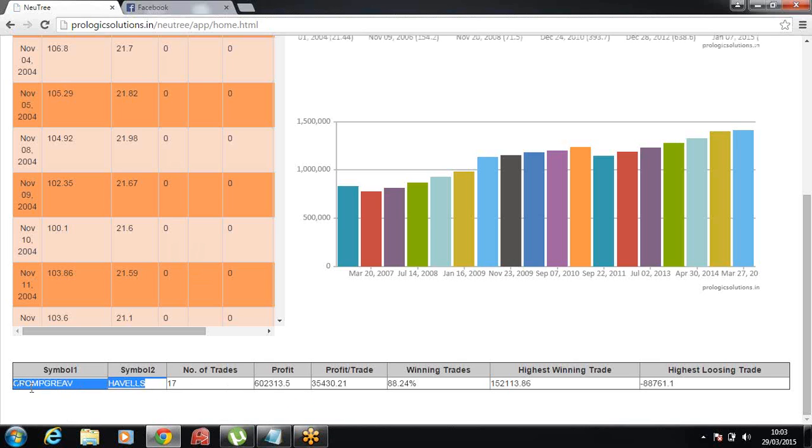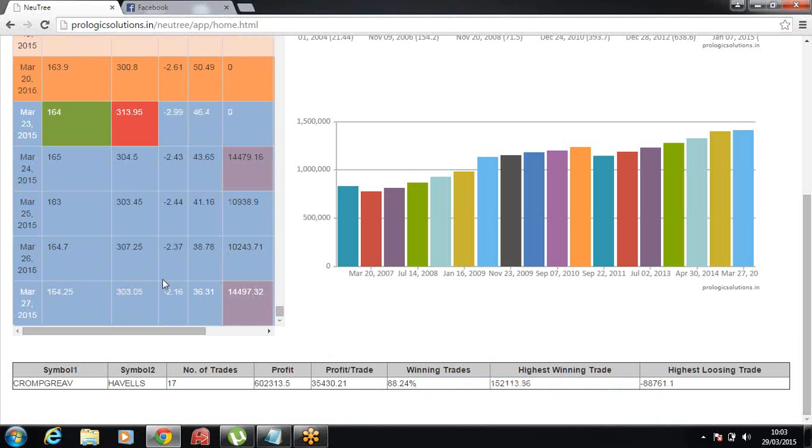This pair, sorry, in fact, it's a pair. So we have Crompton and Havells. And you can see that the winning trades are 88% here. So we have the highest winning trade and the highest losing trade also. Now let me just take you to the current trade that's happening.